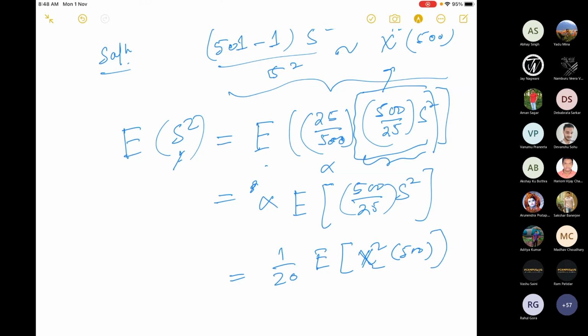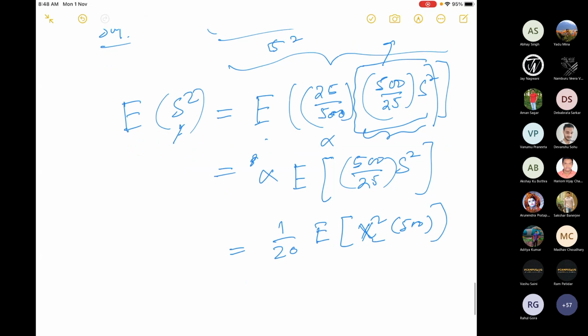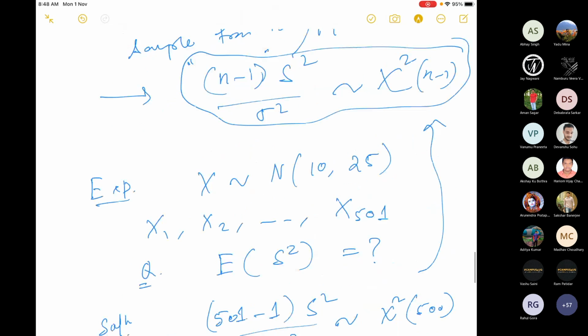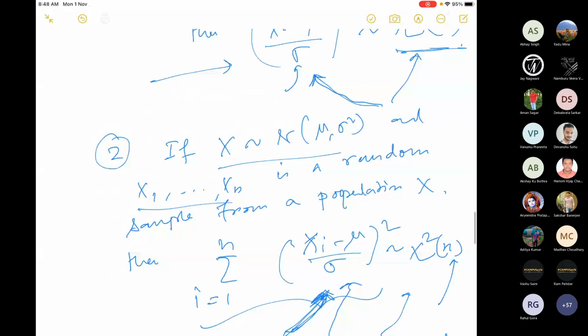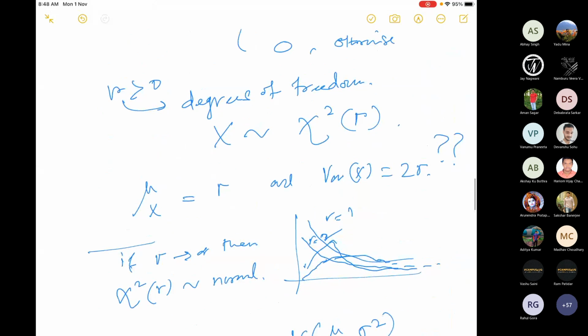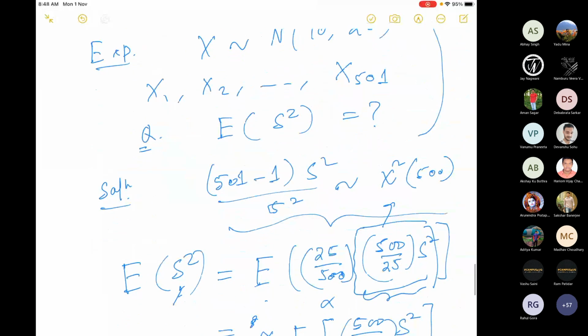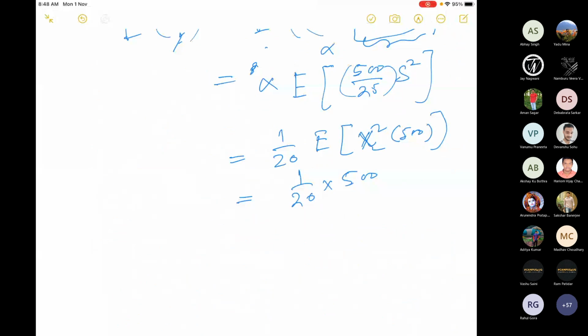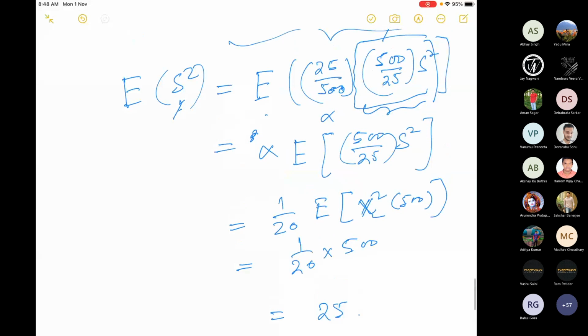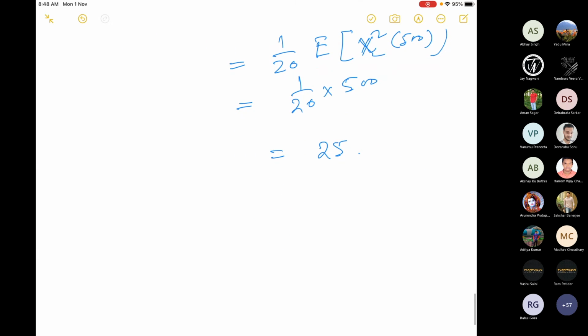Now what is the expectation of chi-square 500? 500. Yes, 500, because we just said it here. I mean, we said it before also, but here also we said it today. See, the expectation is R when it is chi-square with R degrees of freedom. So it is 500 degrees of freedom. So it is 1 by 20 times 500, which is 25. This is exactly the variance. Otherwise, directly also you could have said it's the variance, but anyway, let us just do the calculation. So using this, we can say this one.